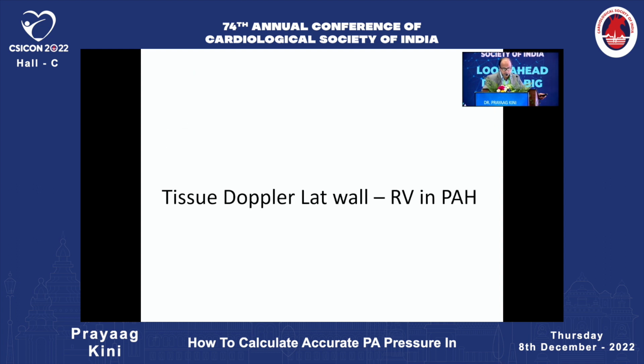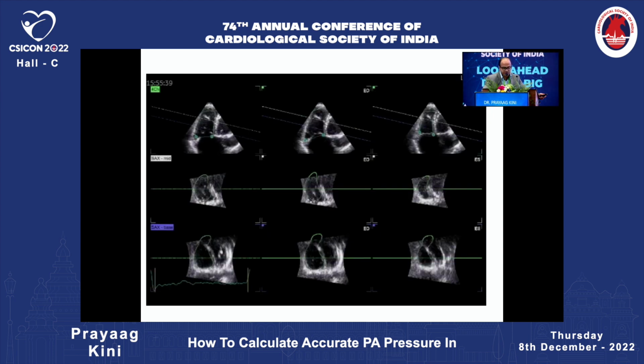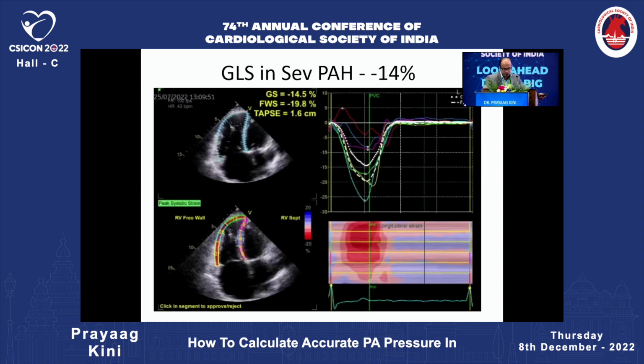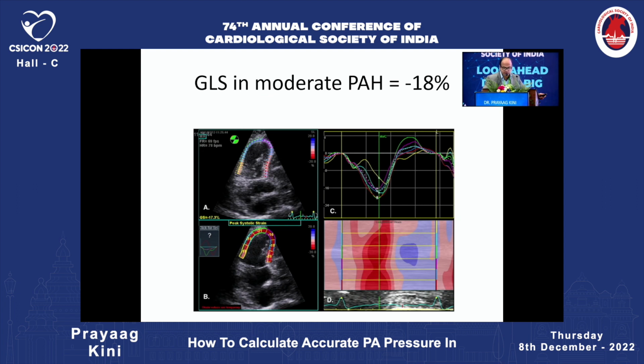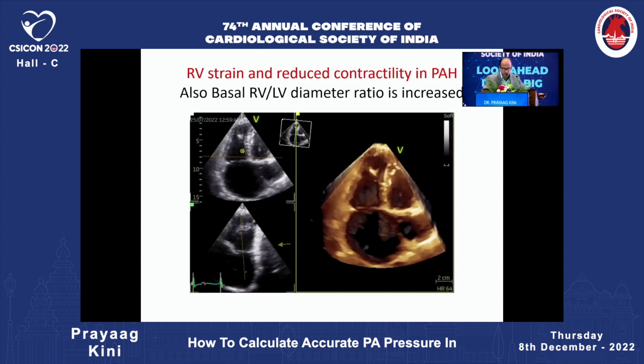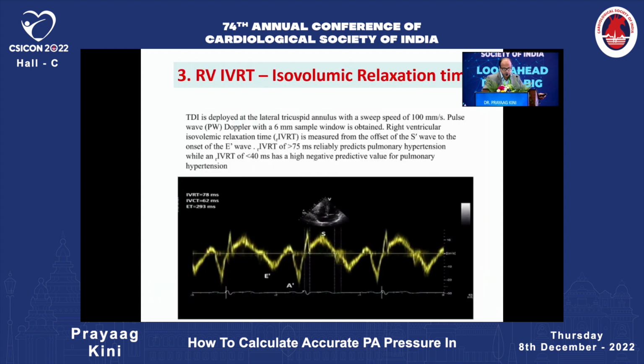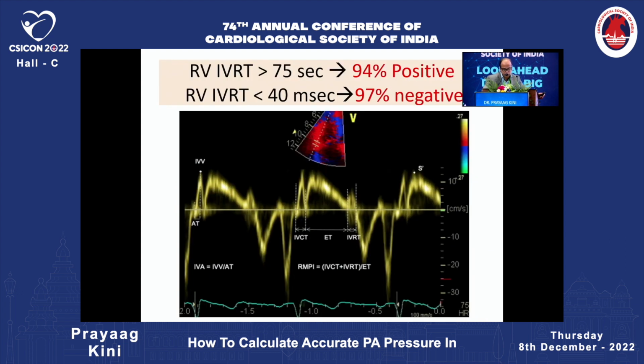RV free wall strain can be taken. Free wall strain of less than minus 15.5 is considered abnormal. Here we had some patients with less than minus 14 in severe PH, relatively okay, minus 18 in moderate PH, and normal in other patients. IVRT has been taken. IVRT of more than 70 to 75 milliseconds is considered normal, and less than 40 is considered PAH. Less than 40 has a significant negative predictive value for PAH: less than 40, 97% are negative, and more than 75, 94% are positive for PAH.